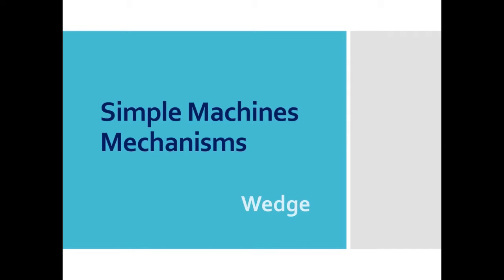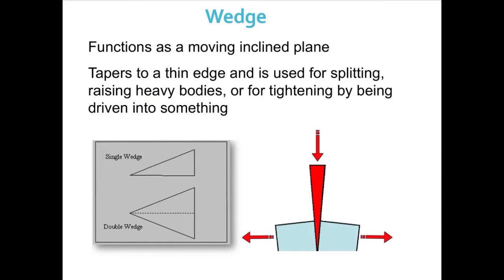Hello again. This video is going to be over the simple machine wedge. A wedge functions as a moving inclined plane. It tapers to a thin edge and is used for splitting, raising heavy bodies, and for tightening by being driven into something. There are two kinds of wedges.